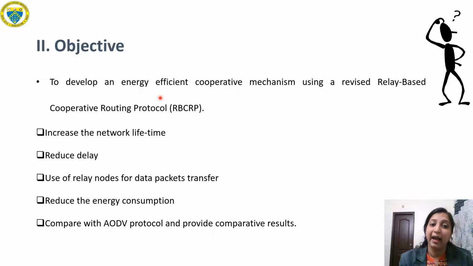Here we want to develop an energy efficient cooperative mechanism using a revised relay based cooperative routing protocol, abbreviated as RBCRP. We aim to increase the network lifetime, reduce the end-to-end delay, that is the time taken by the data packets to move from the source to the sink and vice versa, use relay nodes for data packet transfer, reduce the energy consumption, and compare the results obtained from this proposed algorithm with the AODV protocol.